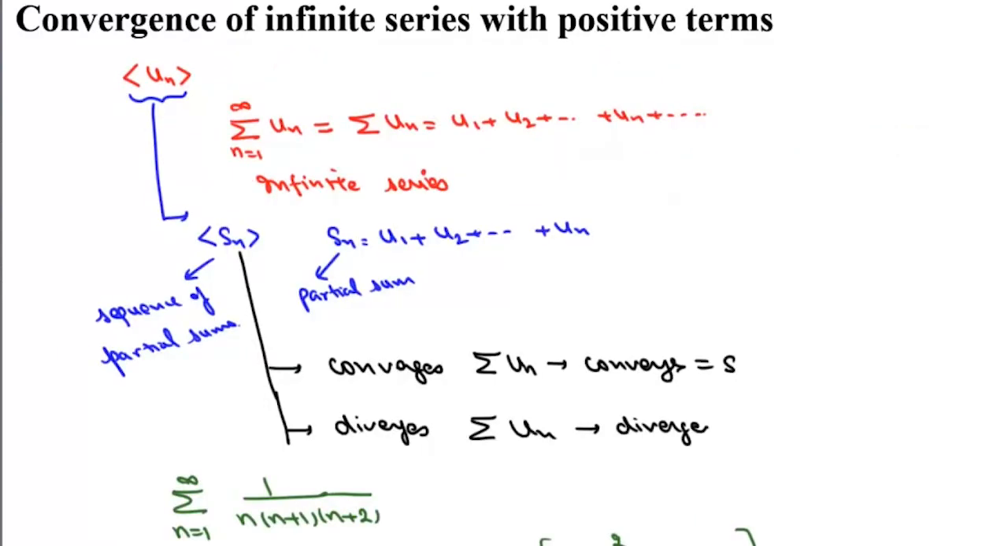Now we're going to begin with convergence of infinite series with positive terms. So here we have this series summation un, and here each ui is greater than 0. And since each ui is greater than 0, this sequence of partial sums Sn is u1 plus u2 plus up to un, and each time we are adding some positive number to it. So this sequence is an increasing sequence.